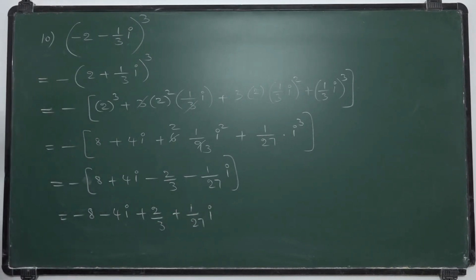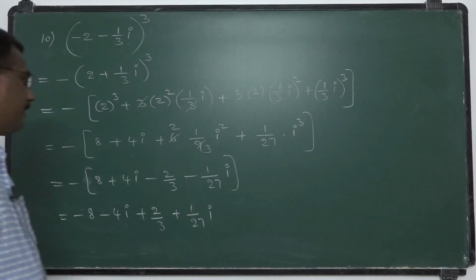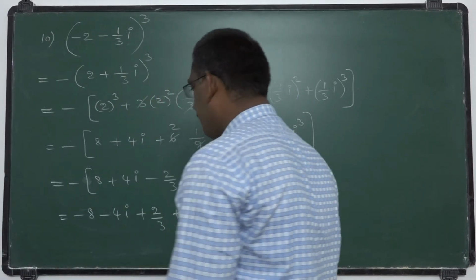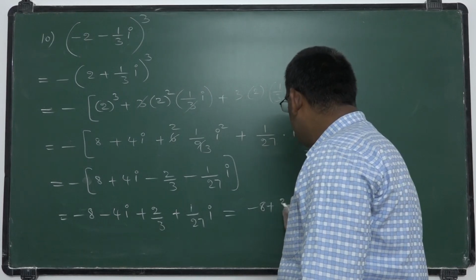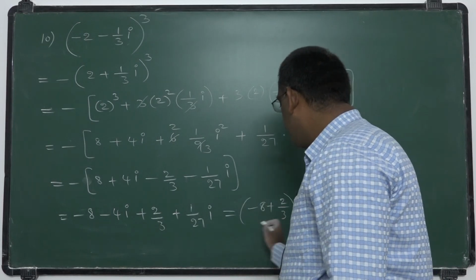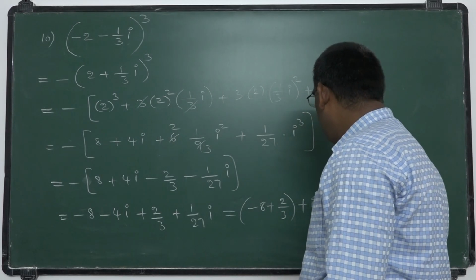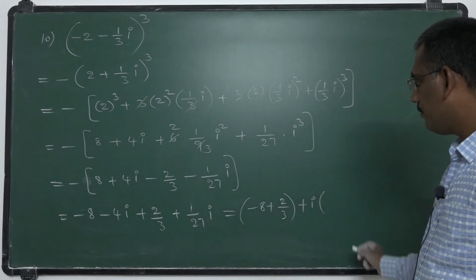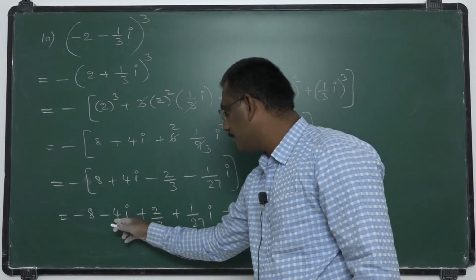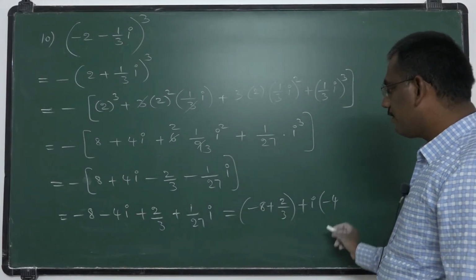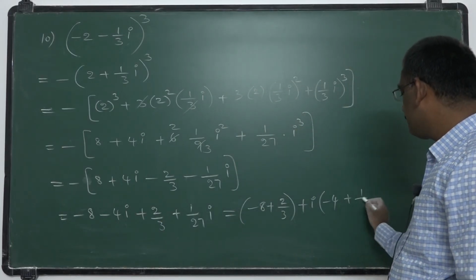So write the real numbers at one place: minus 8 plus 2 by 3. Taking i in common from the remaining terms, the i coefficient is minus 4 and the other i coefficient is 1 by 27.